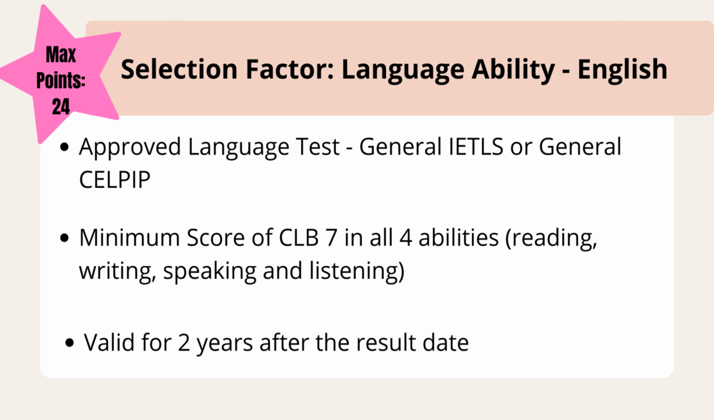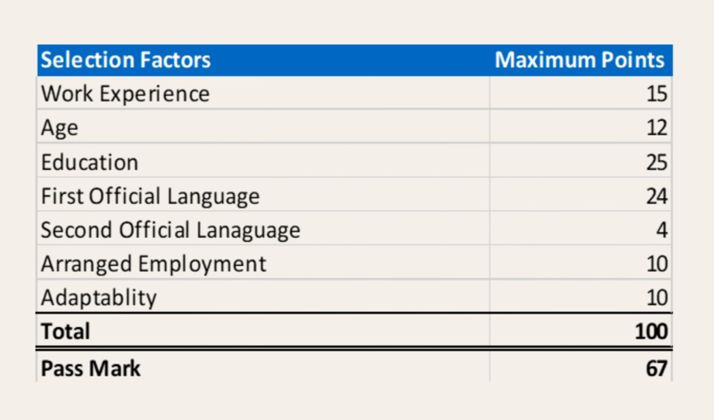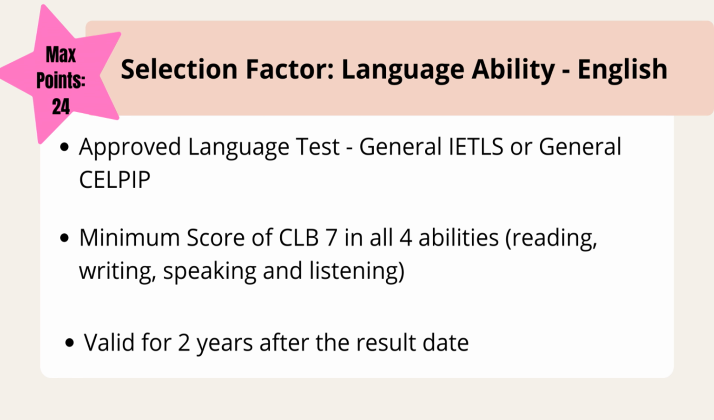The next one we'll be talking about now for the selection factor is the language ability. The maximum point for language ability is 28, but allocated for the English test, which is the IELTS, is 24, and for French we have the 4. Yes. For the English test, you can either write the IELTS general or the CELPIP general. The minimum score you can have for the CLB, that's the benchmark for Canadian language, is 7, and the English test is valid for 2 years.